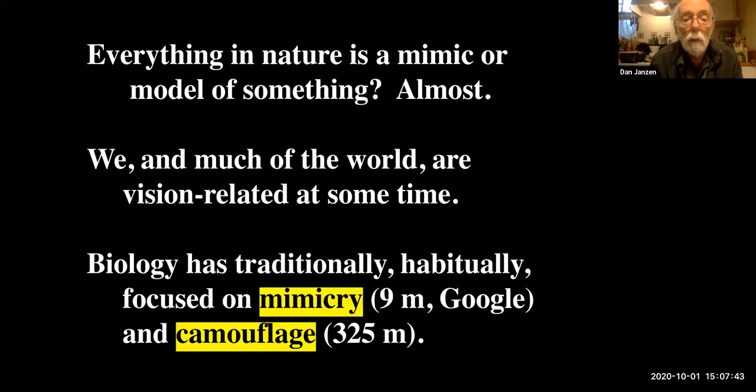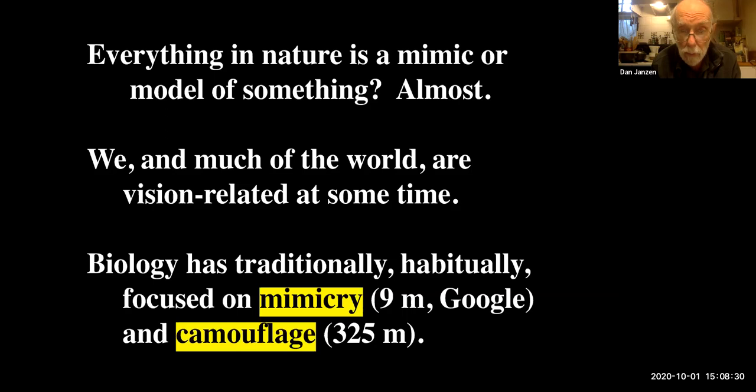And finally, biology has focused a lot on mimicry, but also on this word camouflage, which really just means mimicking something inanimate, something that you don't think of as having much relevance to your world. I looked these two up on Google, and there's 9 million references to mimicry, and there's 325 million references to camouflage. That's obvious because camouflage is very much involved in what people themselves do on various occasions, whereas mimicry is mostly involved in wild other species.